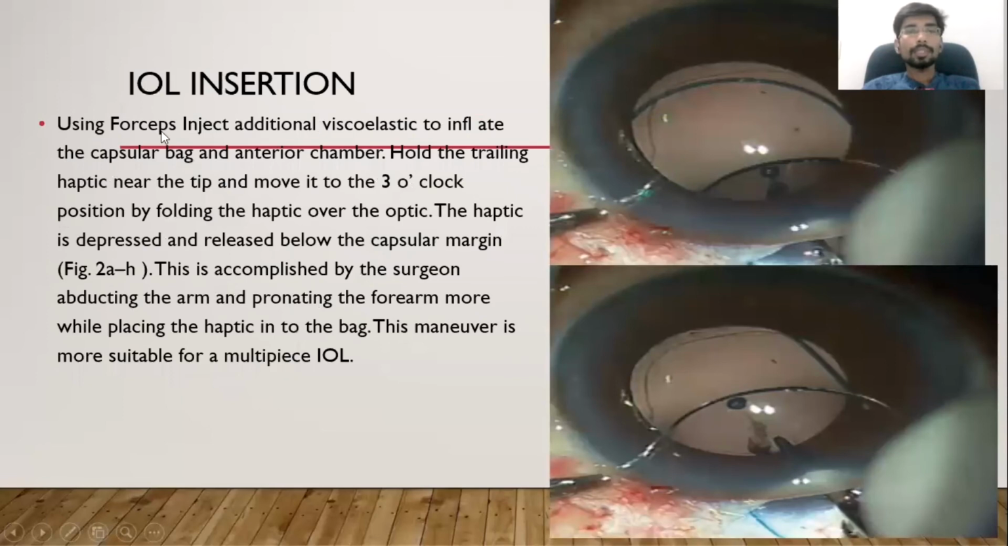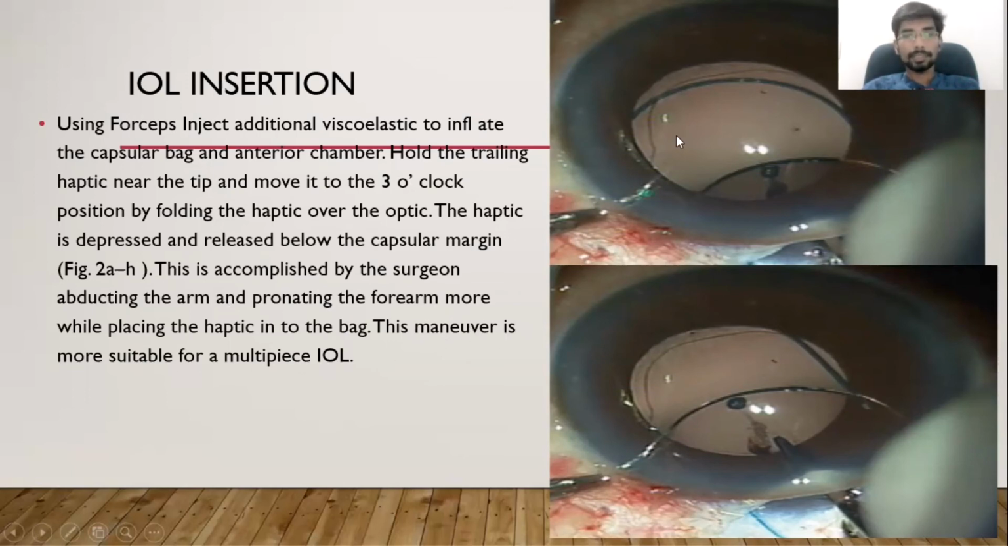Next is IOL insertion. Using forceps, inject additional viscoelastic to inflate the capsular bag and anterior chamber. Hold the trailing haptic near the tip and move it to the 3 o'clock position by folding the haptic over the optic. So the haptic is depressed and released below the capsular margin. This is accomplished by surgeons abducting the arm and pronating the forearm more while placing the haptic into the bag. This maneuver is more suitable for a multi-piece IOL.